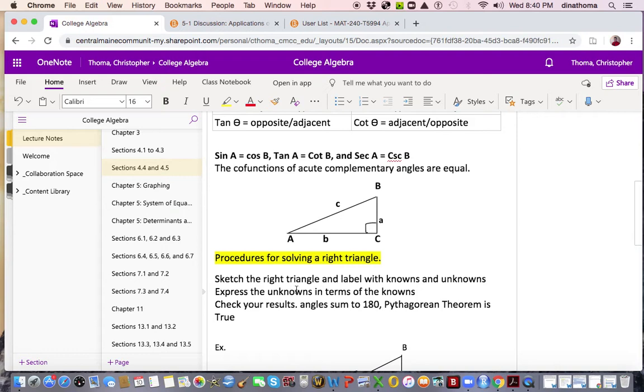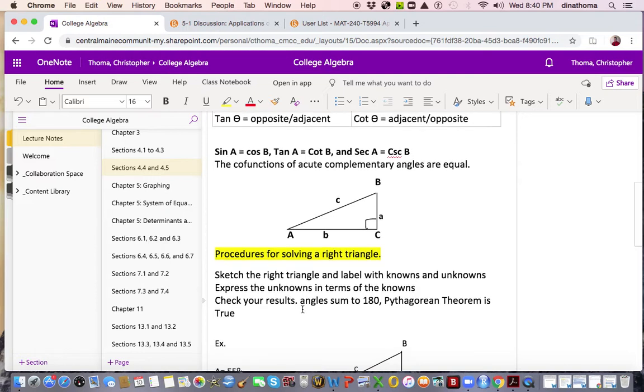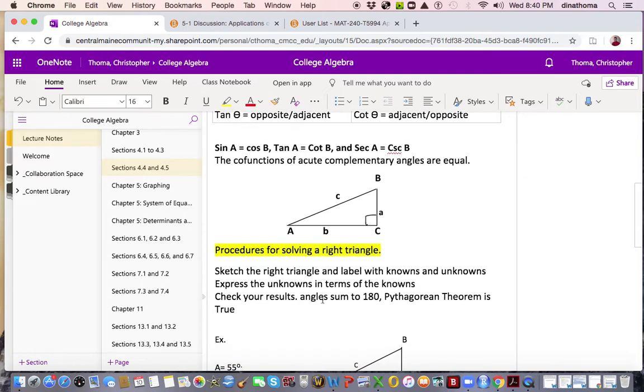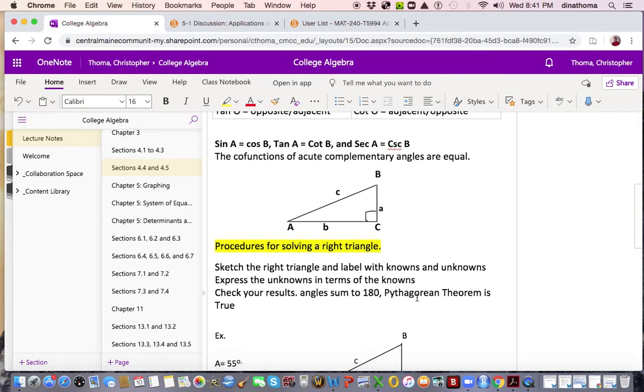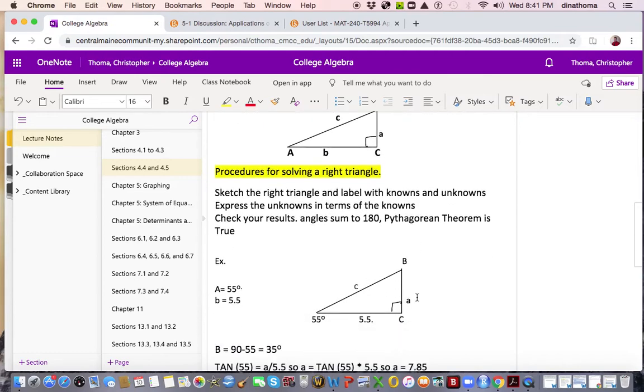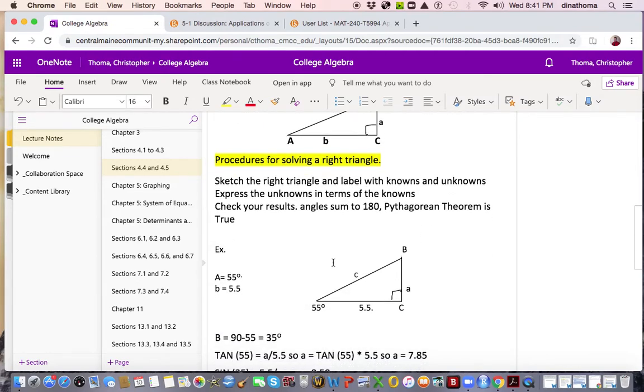Sketch our right triangle and label the knowns and the unknowns. Express the unknowns in terms of the knowns, and check your results. When you're finished, your angles should sum to 180, and the Pythagorean theorem is true. To solve a right triangle, you need two pieces of information. So we're going to do two different triangles.